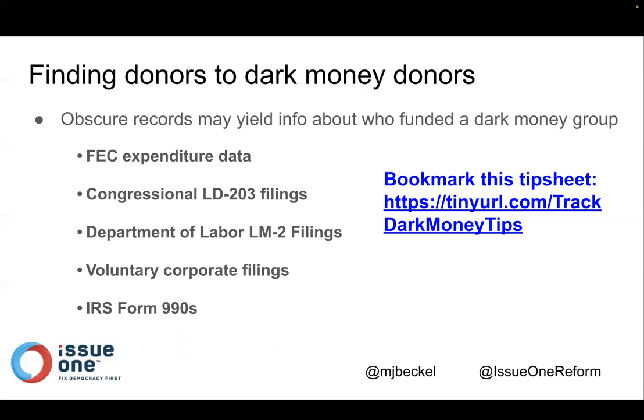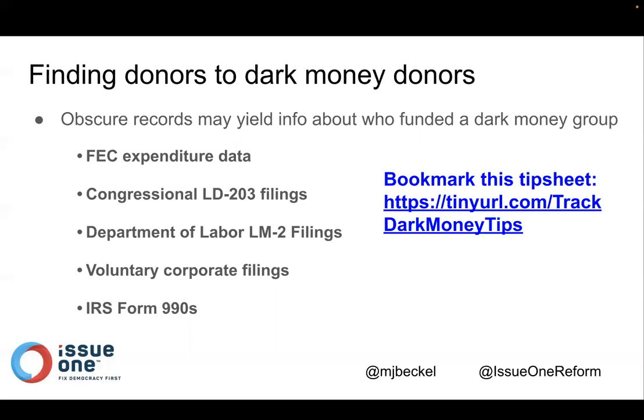But basically, and we'll go through this in more detail in the slides ahead, sometimes FEC data on the expenditure side in particular will show contributions to a dark money group, because if a traditional PAC or a super PAC makes an expenditure to a dark money group, that shows up, not as the dark money group reporting its donors, but as the PAC making an expenditure in the FEC data.